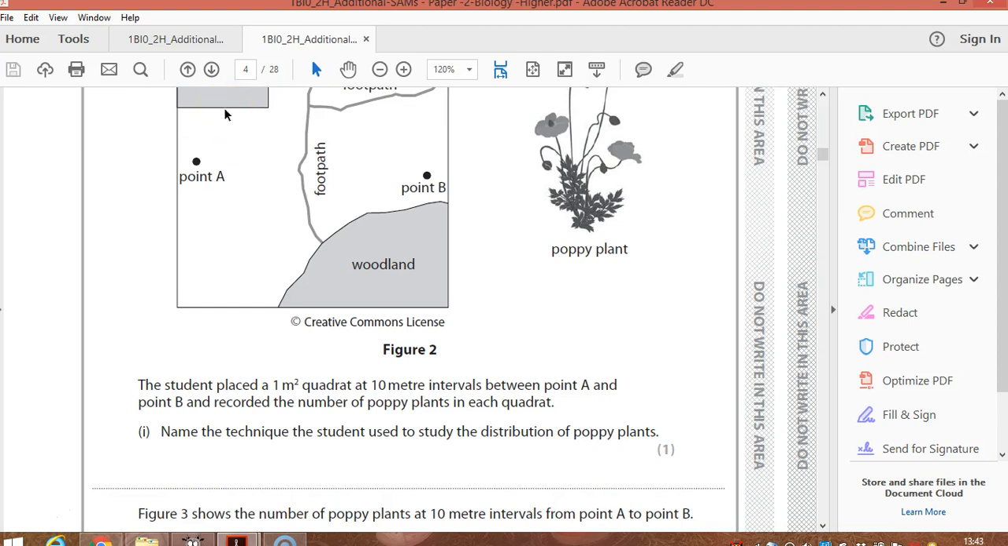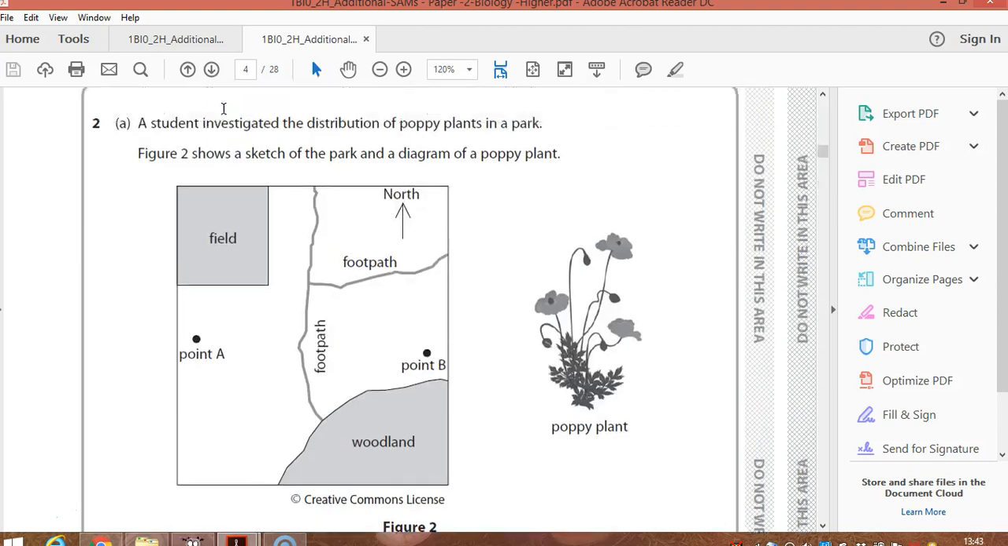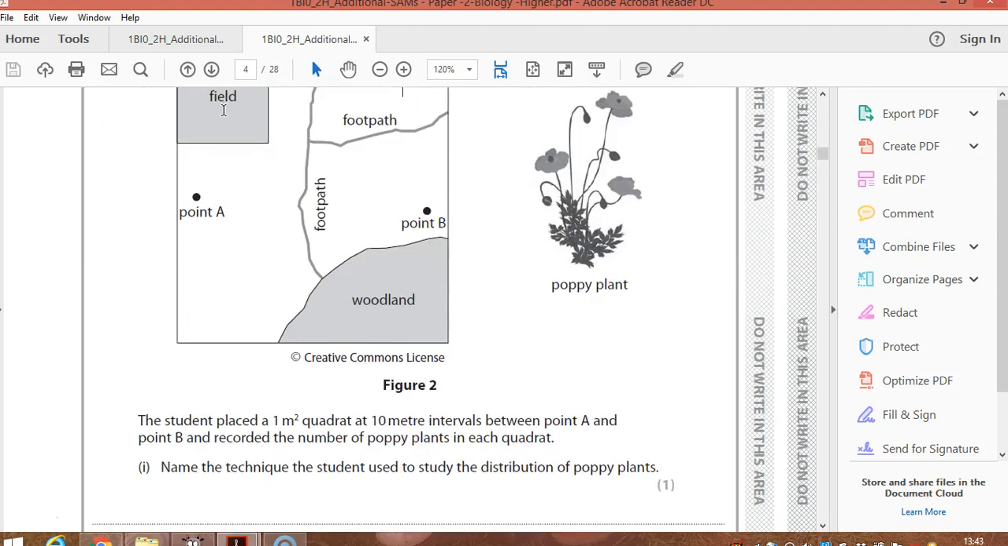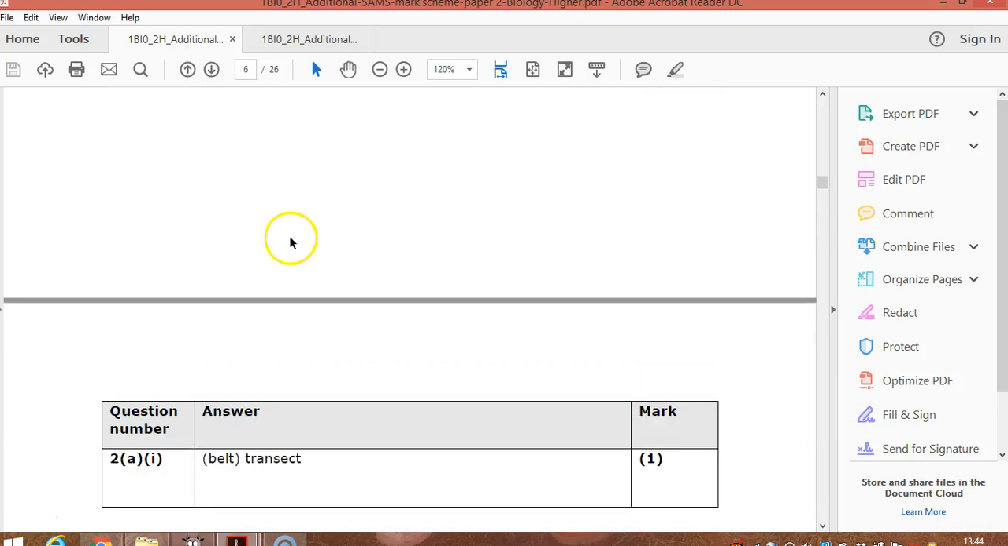Name the technique the student used to study the distribution of poppy plants. That's a mark. So naming something is just giving an answer. Now you should know this very thoroughly because this is one of your required practicals. Make sure you know all your required practicals for this paper. Okay, off you go. This method is called a belt transect. Belt is an optional word, which is why it is in brackets.